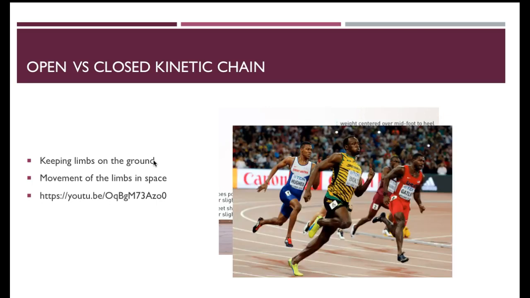The second picture, however, with Usain Bolt sprinting, also shows the right leg in full flexion. However, his leg is in air and space. It's not weight bearing, but it's still flexing. This would be considered an open kinetic chain movement.